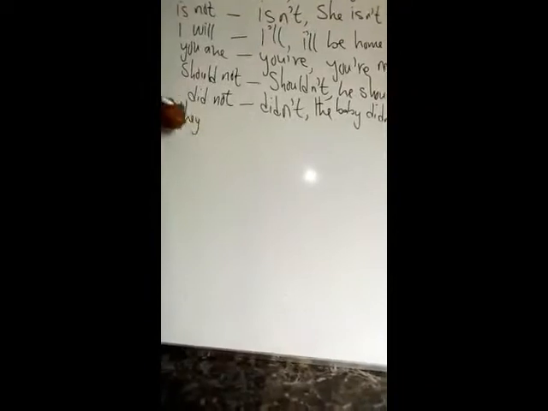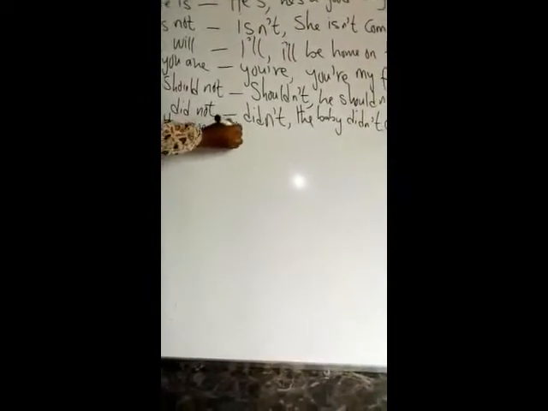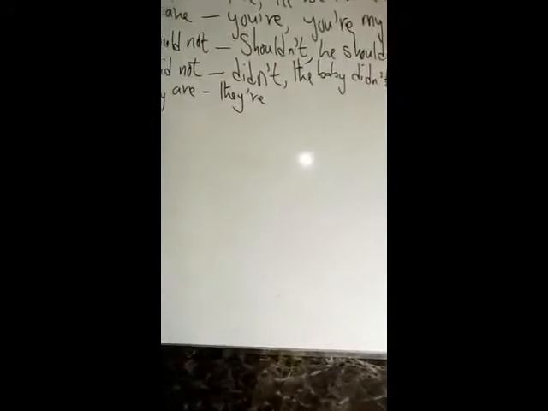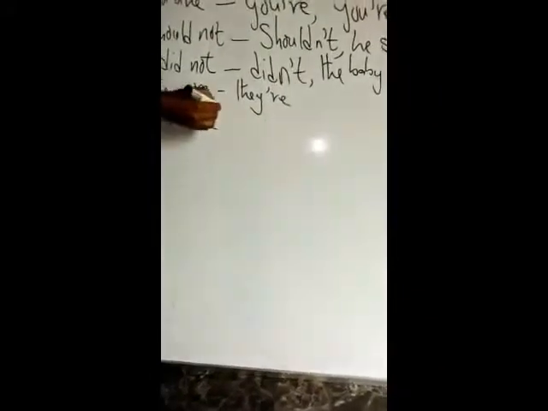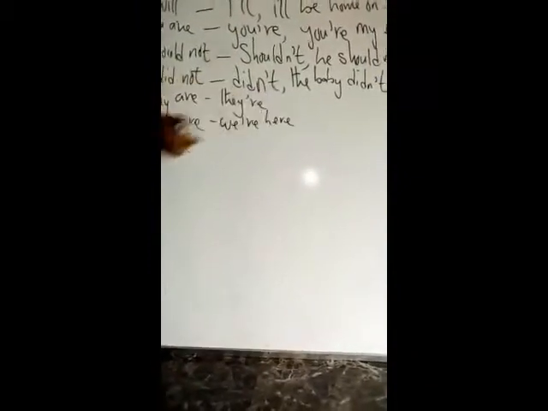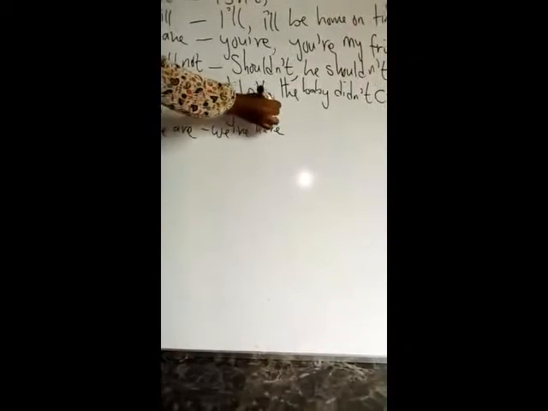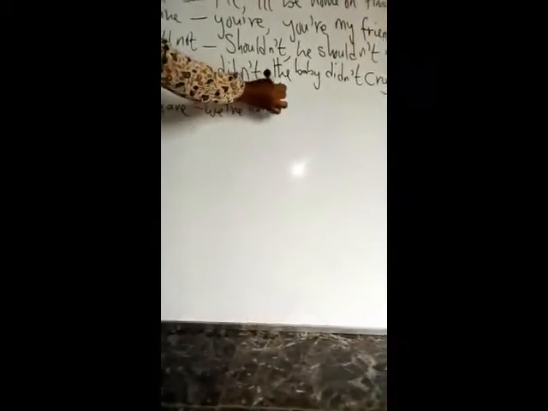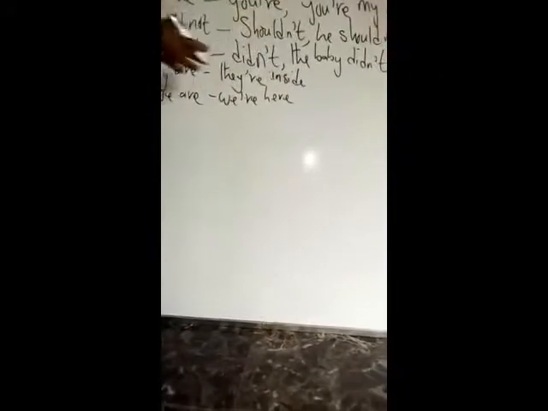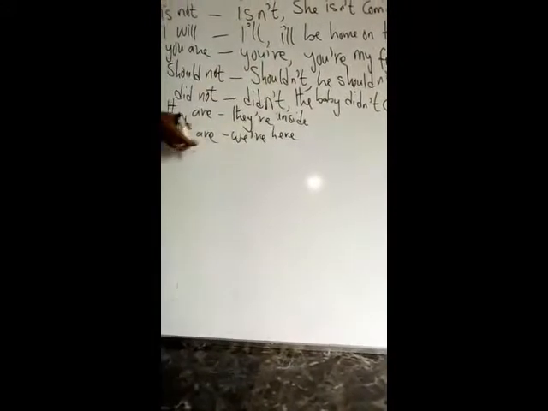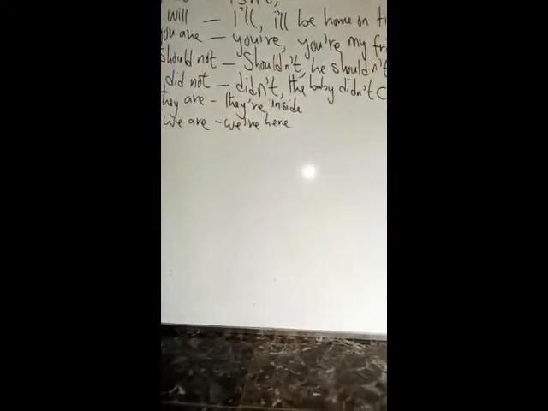So we have they are. They are can be shortened to they're. Okay, we are can be shortened to we're. We're coming. We're here. They're here, or they're inside. You're not shortening they are to they are inside. We're here. So these are just a few examples.